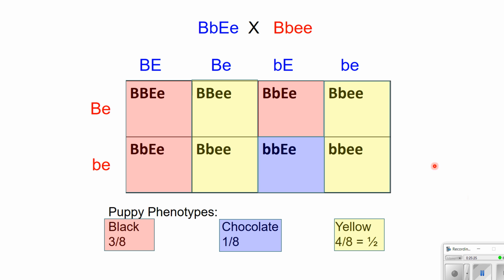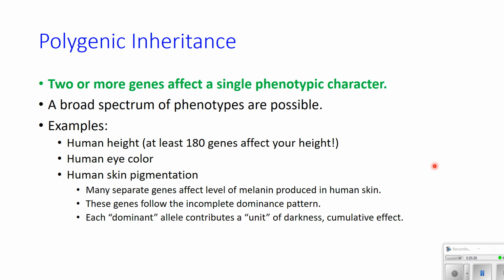Okay, the next violation of Mendel's rules is something known as polygenic inheritance. This is when 2 or more, sometimes it's 3 or 4 or 5 genes, affect a single phenotype. So this is really the exact opposite of pleiotropy.